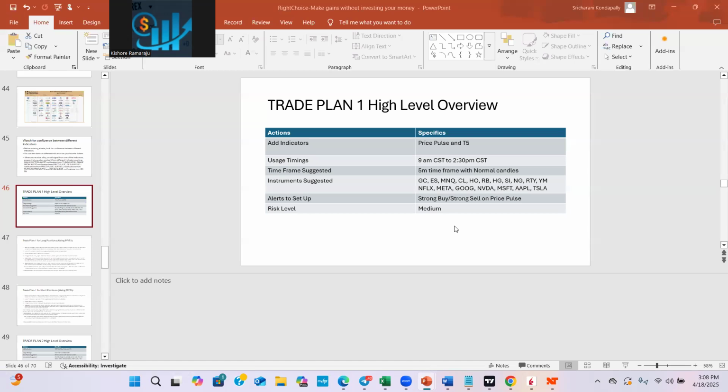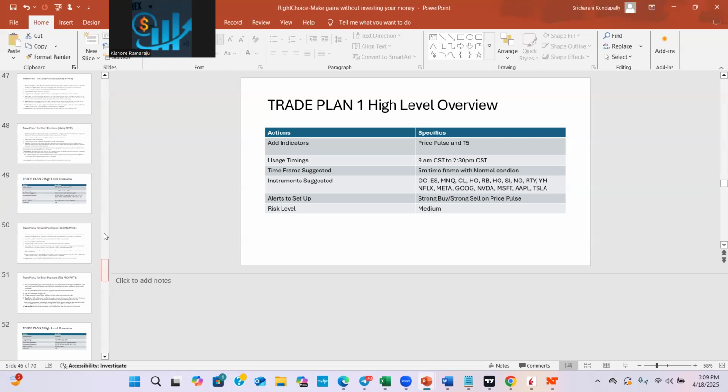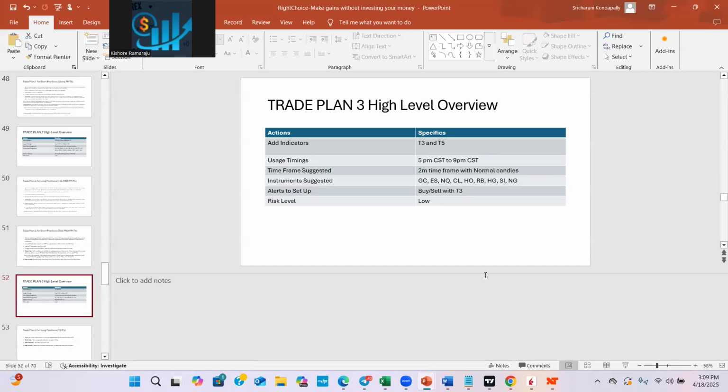For trade plan one, you need to set 5 minutes. For trade plan one, trade plan two, you need to select 5 minutes in the US time frame. For trade plan three, you need to use 2 minutes time frame. Again, top trend is also good, but that will have lot of buy and sell opportunity. That will have too many signals. So that is good for scalpers. Whereas price pulse T5 with this combination, you can hold the trade for longer time.